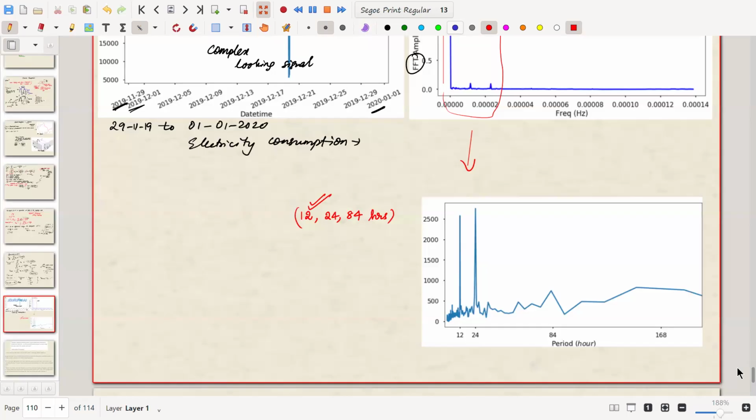Okay, Google it. There was a recent prediction for India also.